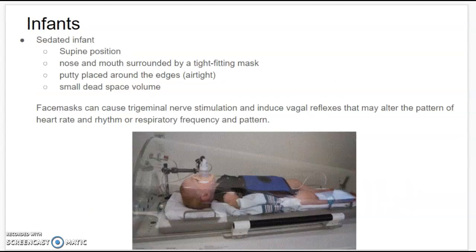So when we perform lung volume measurements on infants, we need them sedated, we need them in the supine position. We're going to have a tight-fitting mask with putty around the edges. You can see it here, it's like pink. And then we want a very small dead space volume in the mask. It is important to know that face masks can cause trigeminal nerve stimulation and induce vagal reflexes that may alter the pattern of their heart rate and rhythm or their respiratory frequency and pattern. So monitoring your patient for these changes is going to be part of the expectation during the testing.